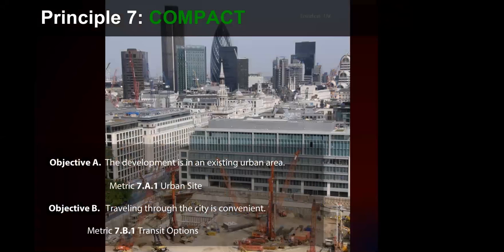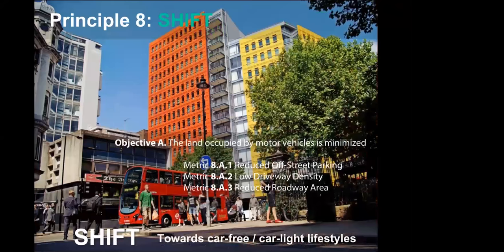We have compact. Compact is a combination of density, or densify, and transit. So we have two metrics here. We have urban site, which requires the project to be built on an already pre-existing urban site. It's quite straightforward. We wouldn't want to see projects on the fringe of a city. We want to see dense urbanized core and transit options. So those are basically points available for additional transit options in the area, including cycle share.